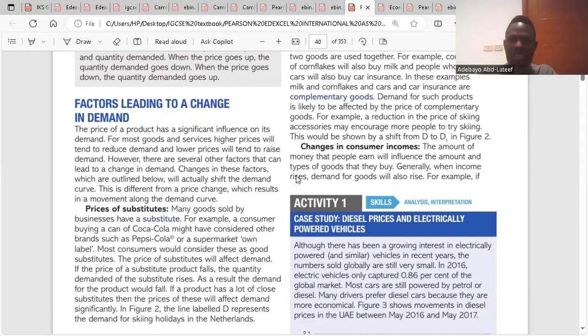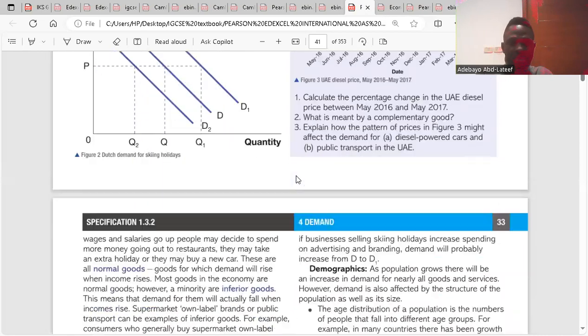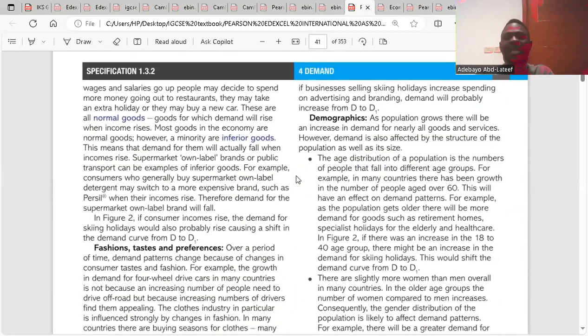Changes in consumer incomes. The amount of money that people earn will influence the amount and type of goods that they buy. Generally, when income rises, demand for goods will also rise. For example, when wages and salaries go up, people may decide to spend more money going out to restaurants. They may take an extra holiday, or they may buy a new car. These are all normal goods, goods for which demand will rise when income rises.